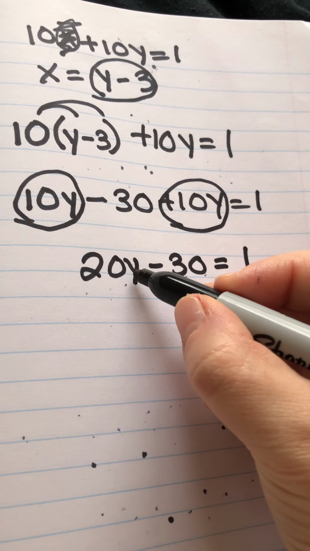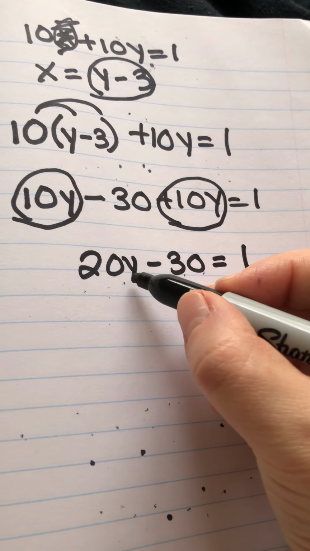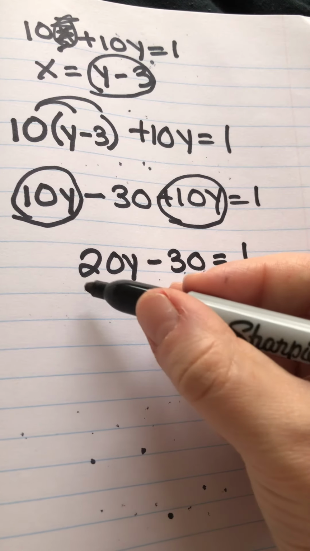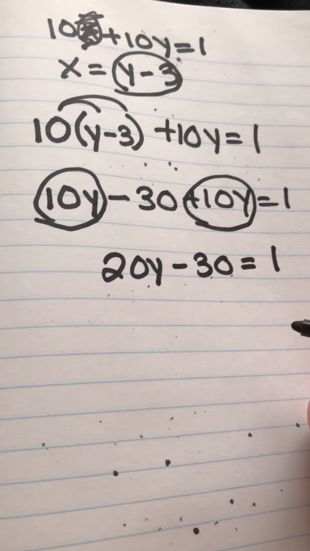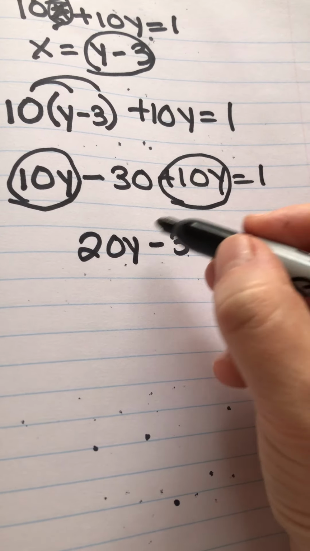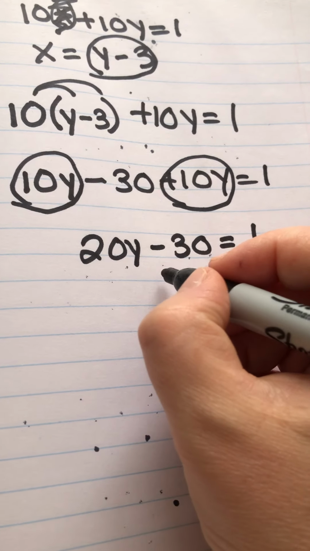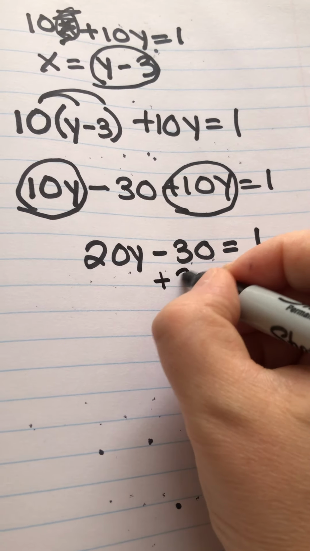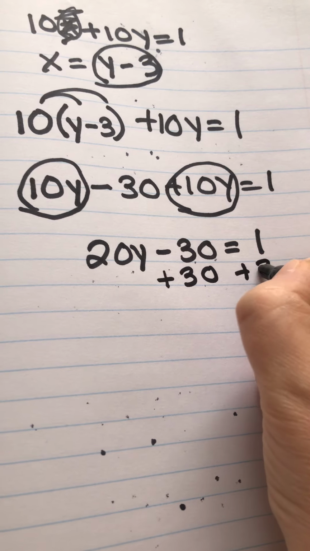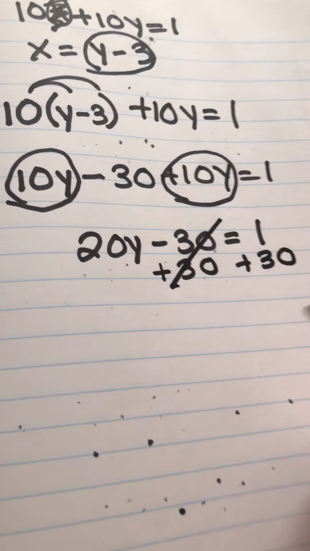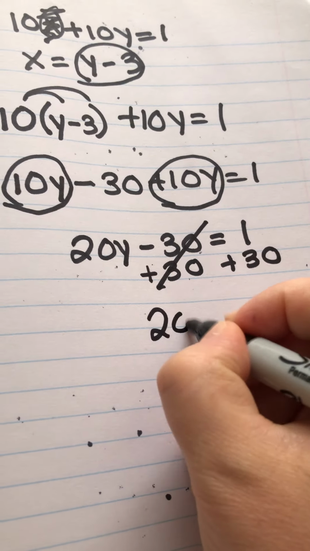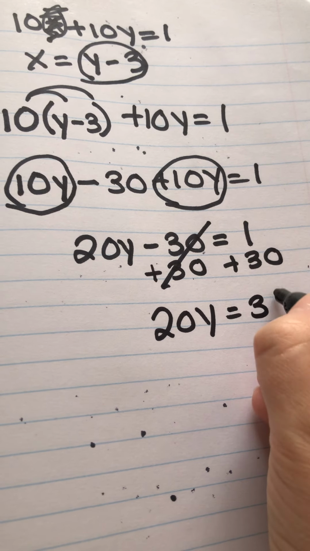Now I need to work on solving for y, which means I want to get the y by itself. I need to move the 30 and I need to move the 20. We know from solving equations that we always move our adding or subtracting first. So I'm going to do the opposite of subtracting 30, and I'm going to add 30 to both sides, which will cancel that. And I'll get 20y is equal to 31.